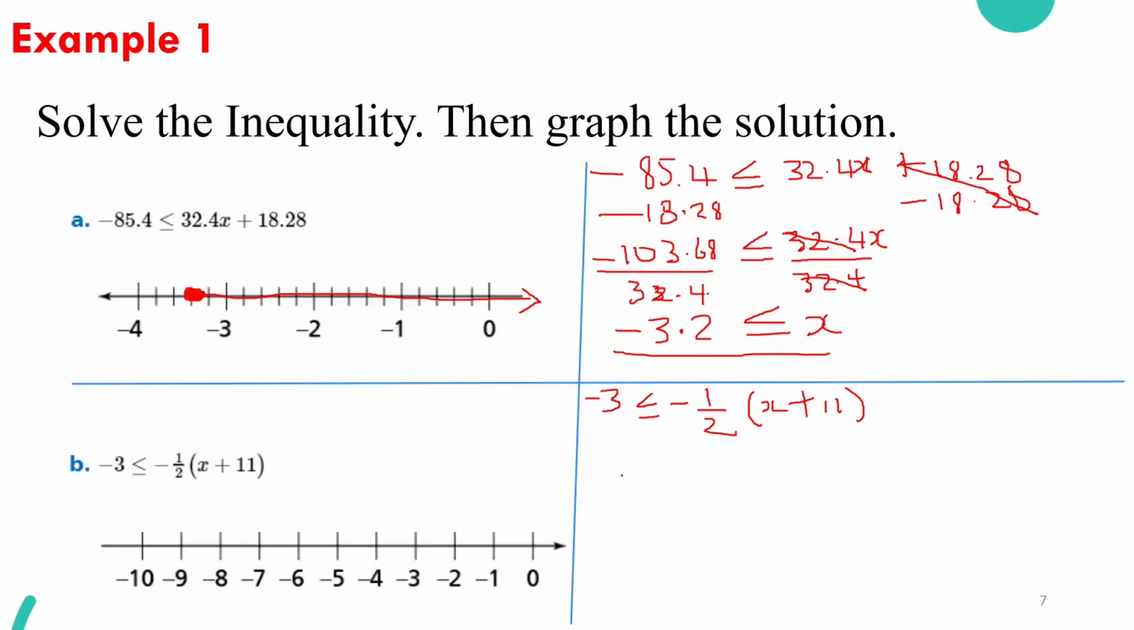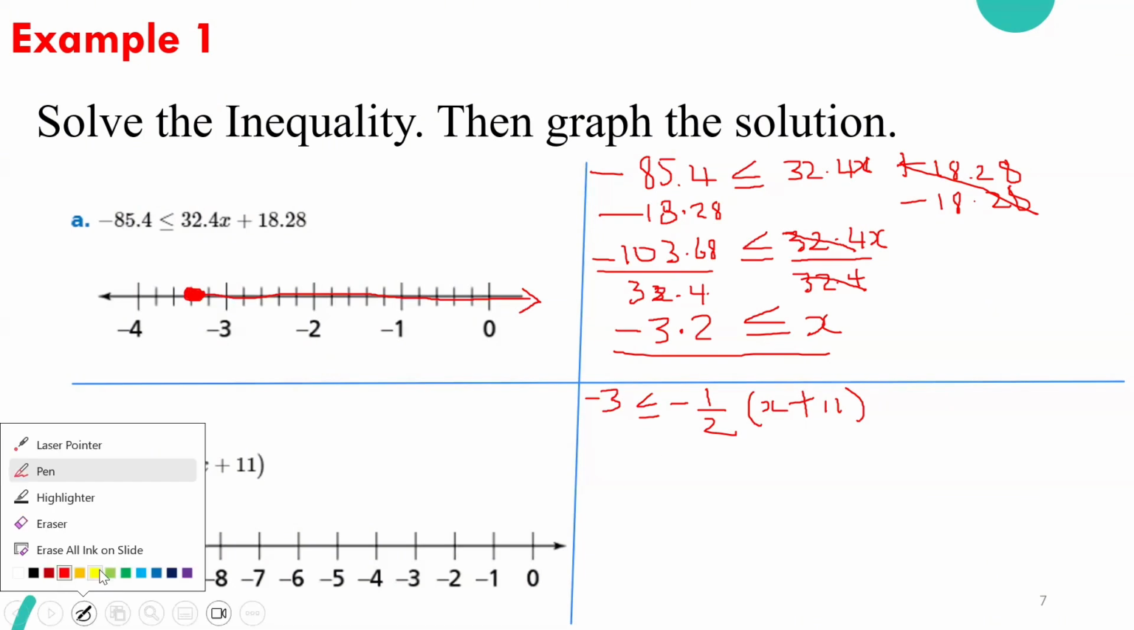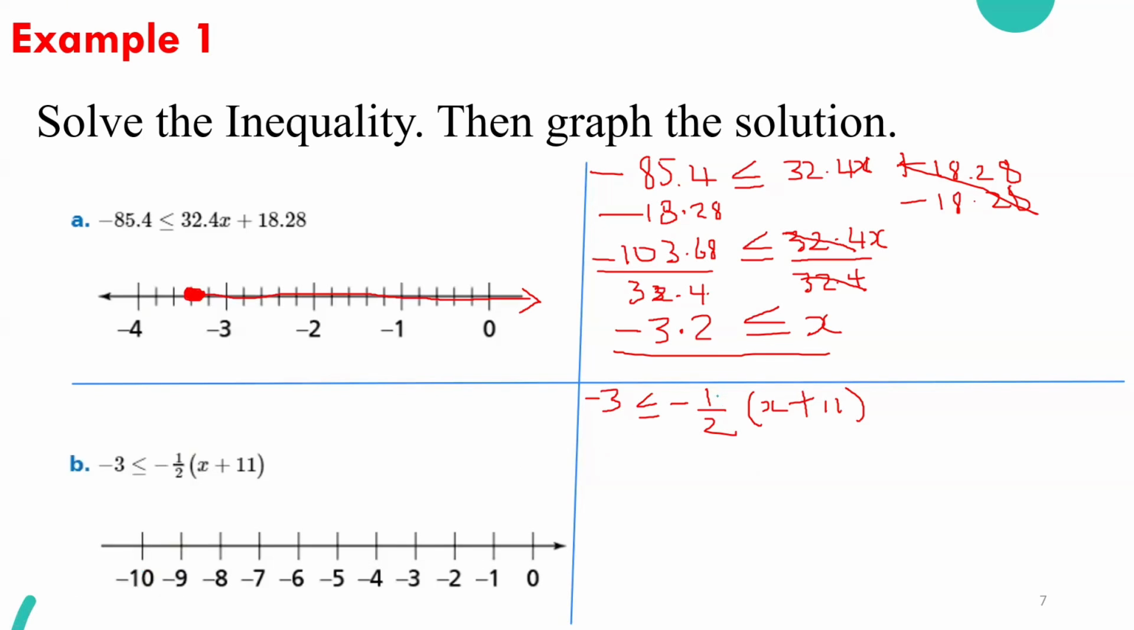Once you have parentheses, you start by getting rid of the parentheses first. So I am going to multiply my negative 1/2 times each term inside the parentheses. Remember now, if you look inside, we don't have any like terms, so we can't combine. So we have to use the distributive property to get rid of the parentheses. So we are going to see now negative 1/2 times x is going to be negative 1/2 x.